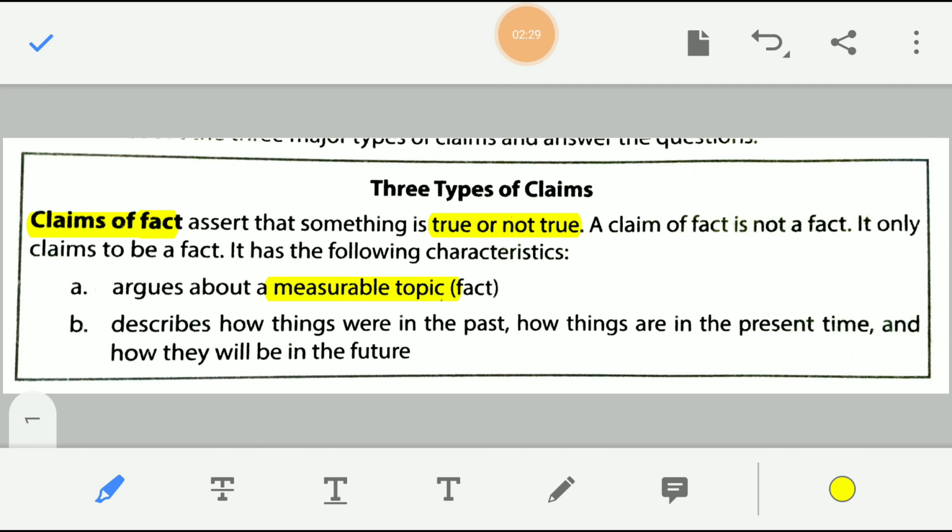Another describes how things were in the past, how things are in the present time, and how they will be in the future. So it's about a condition that you may check whether it existed in the past, whether it's happening in the present time, or whether and how it can be in the future. So lahat ng ito may kinalaman kung paano mo i-check kung totoo o hindi ang sinasabi. Basta may paraan para ma-check siya sa pamamagitan ng pag-measure, sa pag-check ng panahon kung kailan siya nangyari, then you are having a claim of fact.